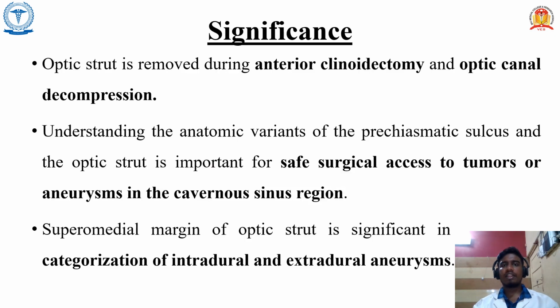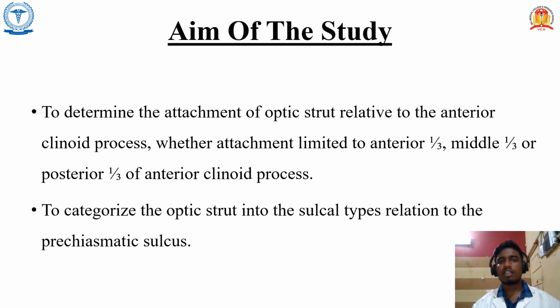Significance. It is removed during anterior clinoidectomy and optic canal decompression. It is important for safe surgical access to tumors and/or aneurysms in the cavernous sinus region and categorization of intradural and extradural aneurysms. Aim of the study: to determine the attachment of the optic strut relative to the anterior clinoid process, where the attachment is limited to the anterior one-third, middle one-third, or posterior one-third of the anterior clinoid process, and to categorize the optic strut in relation to the prechiasmatic sulcus.